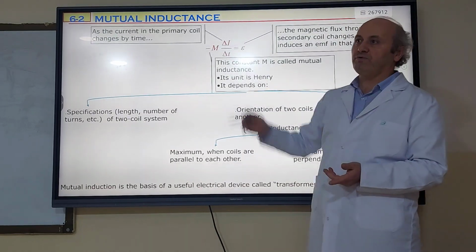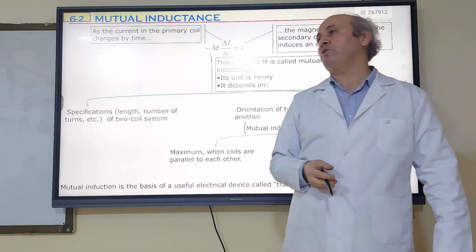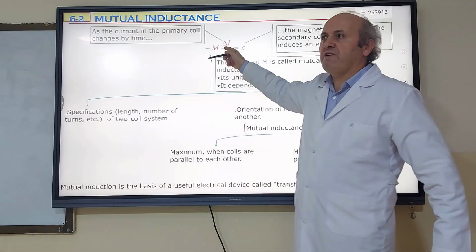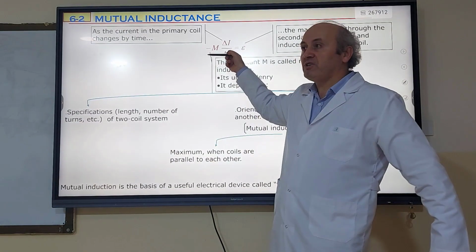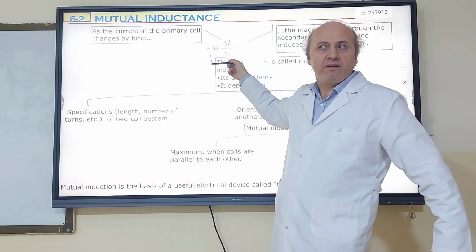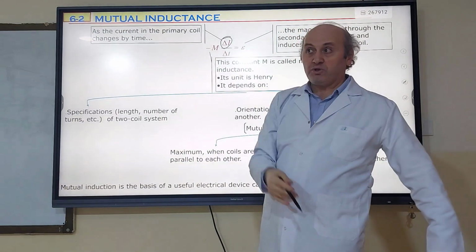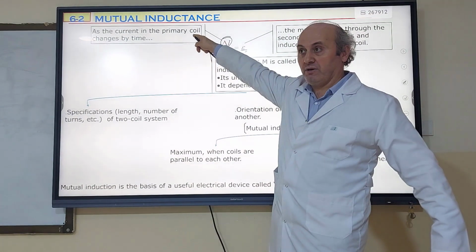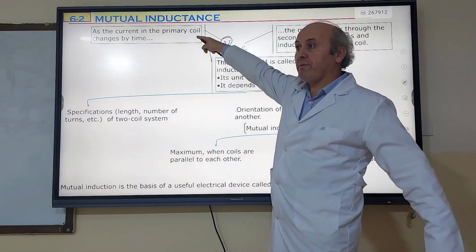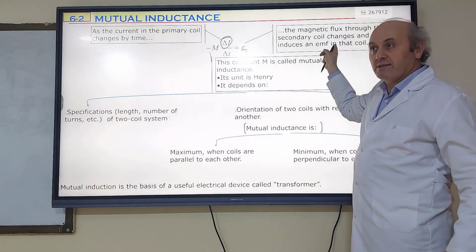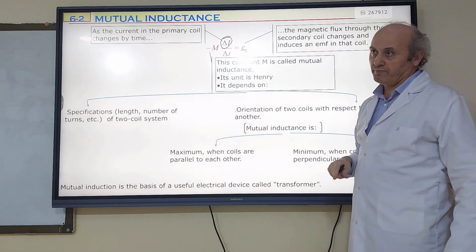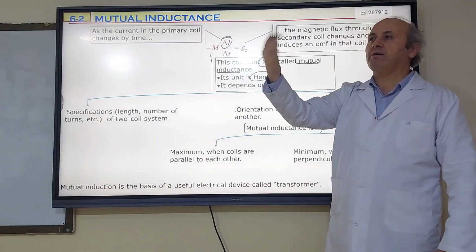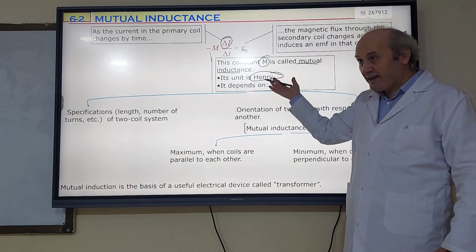The equation for calculating induced EMF in the secondary coil is not so different from self-induction. Self-induction was negative L delta I over delta T, but here it is negative M delta I over delta T. Again, the induced EMF in the secondary coil is due to electric current changes, but we are changing the electric current in the primary coil, not in the secondary coil. We change the electric current in the primary coil, and EMF is induced in the secondary coil because of the magnetic flux change. This capital M is called mutual inductance. Its unit is just like the coefficient of self-induction, henry again.